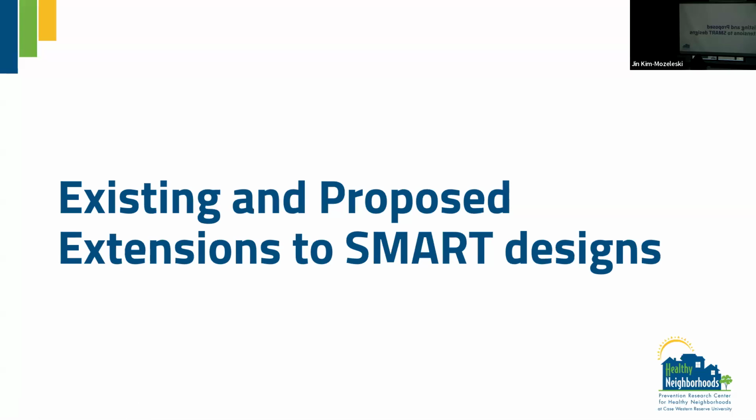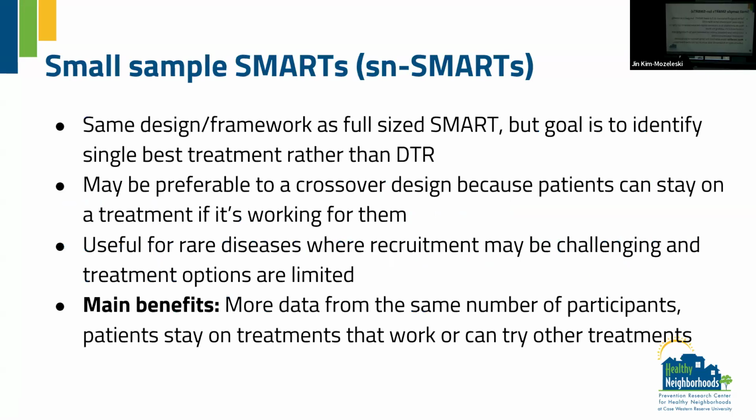All right. So now these are extensions to the SMART designs that I think could be most relevant to health behavior research. So the first one is small sample SMARTs or SNSMARTs. The framework and design is all the same for these kinds of SMARTs, but the goal is to identify the single best treatment rather than the DTR. So the idea is to use data from multiple stages and really combine all of that data and share that data between stages so you can get more information from the same number of participants.